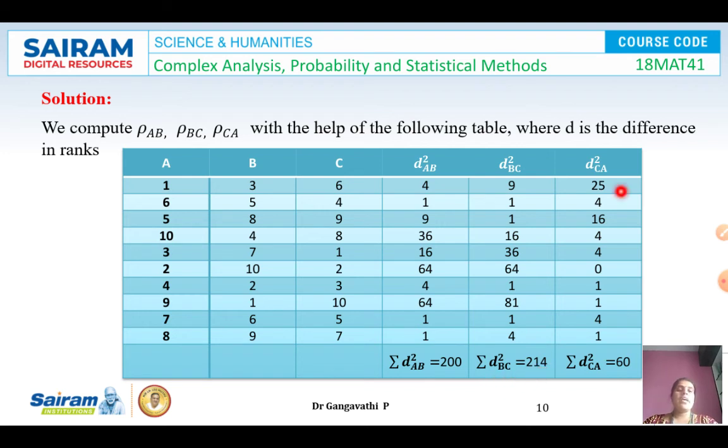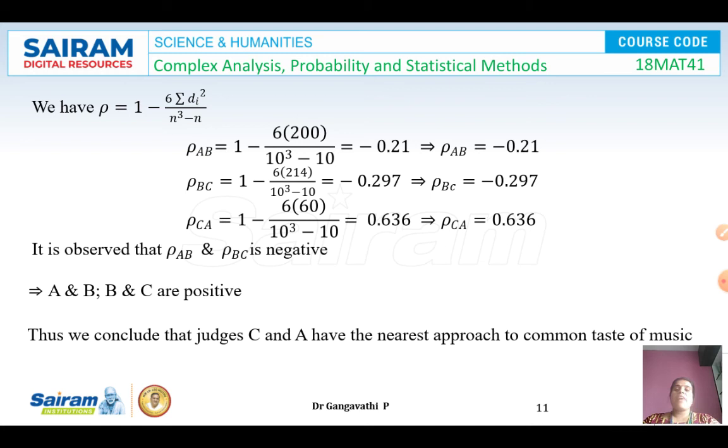In a similar way, take the ranks given by Judge C and Judge A. Then square them and tabulate it here. The sum of those values will be equal to 60. So now let us evaluate. The common formula which we had was this, but the problem is asked in a slightly different way.